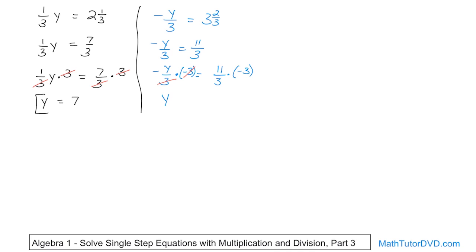And so all you have is positive y, and then over here on the right-hand side, the 3 is going to cancel with the 3. Now I still have the negative sign over there, so this is going to be negative 11. So the answer is negative 11.